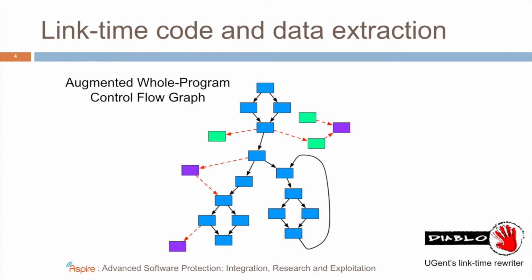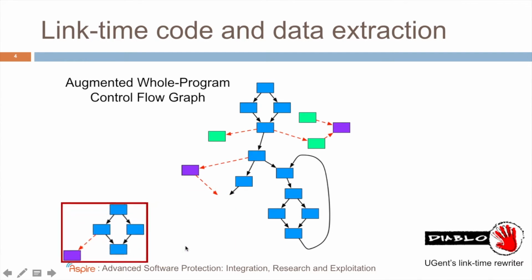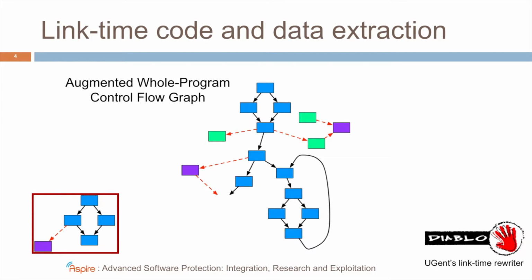Suppose we have annotated some code, it's this piece of code, and furthermore suppose this code contains the only reference to this data block. That means that we can safely extract the code and the data from the program. We replace the code by a stub. This stub will invoke the binder, and the binder and then the downloader will ensure that both this piece of code and the data will be loaded into the memory of the application running on the client device.